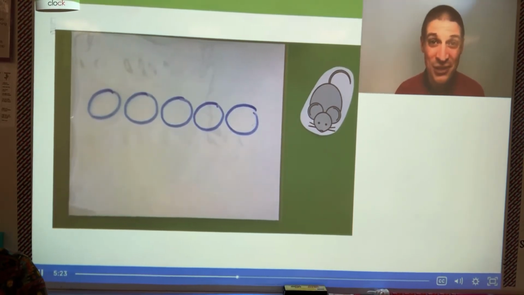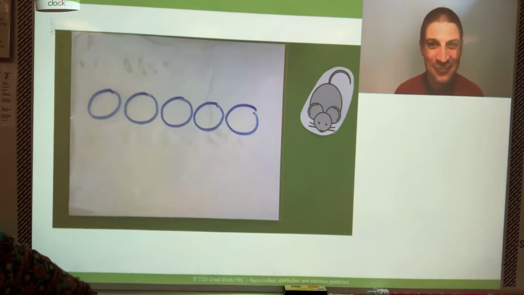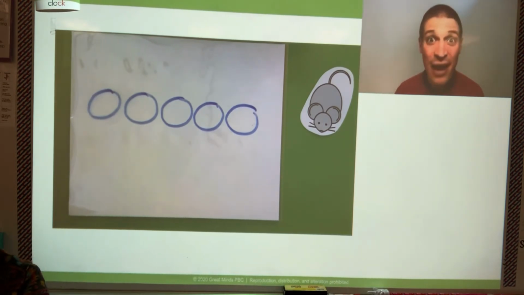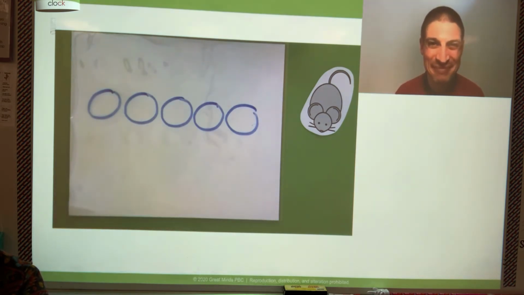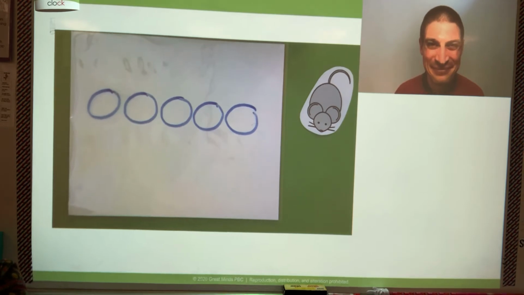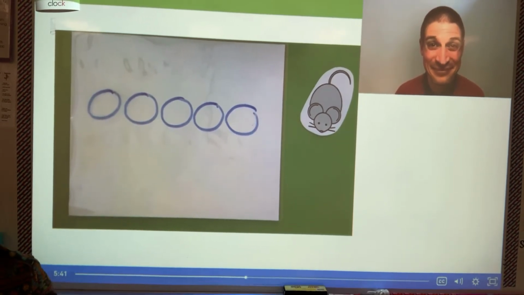Make sure your picture looks like mine. Now, let's tell our story. Let's pretend Mousy eats a piece of our cheese. What could we do to our picture? Tell me. Raise your hand. What are we going to do to the picture to show that Mousy ate a piece of cheese?